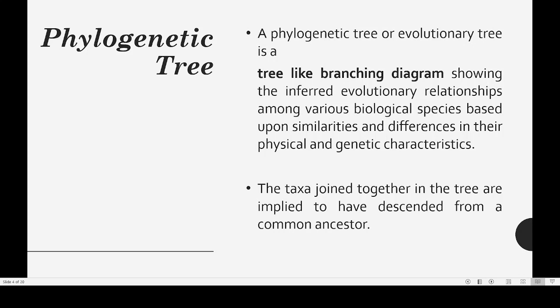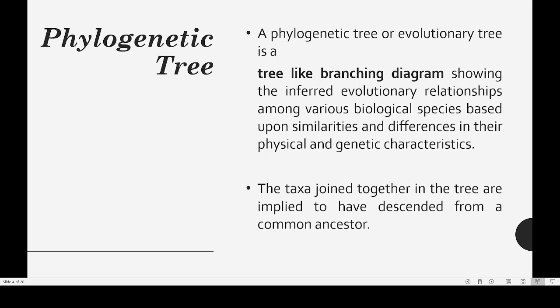It's basically a tree-like branching, just like the different branches of a tree. It's a tree-like branching showing the inferred. What is the meaning of the word inferred? Inferred means a guess. It's a prediction. We are guessing that these two organisms are closely related. So it's our guess showing the inferred evolutionary relationship among various biological species based upon the similarities and differences in their physical and genetic characteristics.